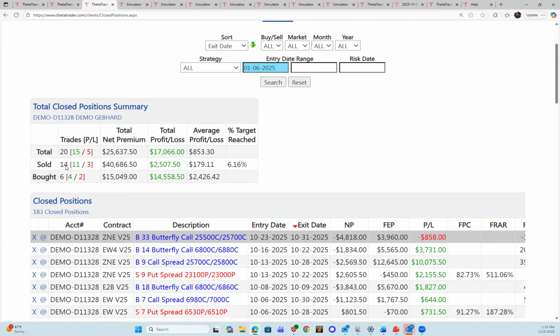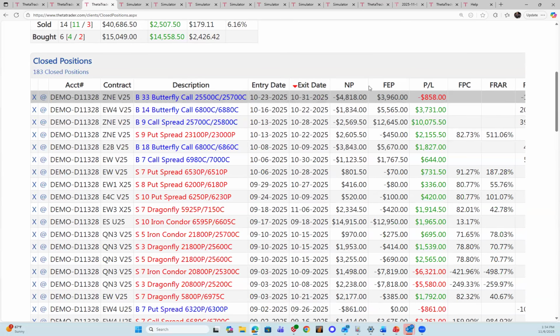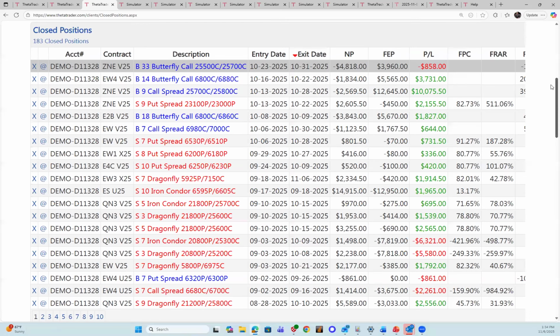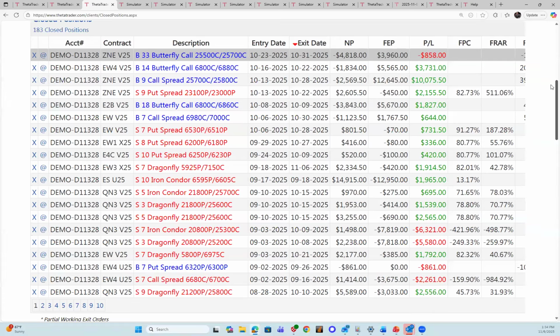14 of the trades are short option spreads where you collect premium. So there were 11 winners and 3 losers. And then 6 of those positions were long strategies where you actually paid money for a debit spread. When you pay, you call that a debit spread. When you sell, you call it a credit spread. This makes sense. It's a good summary of how selling options has a much higher probability of a favorable outcome than just buying options.